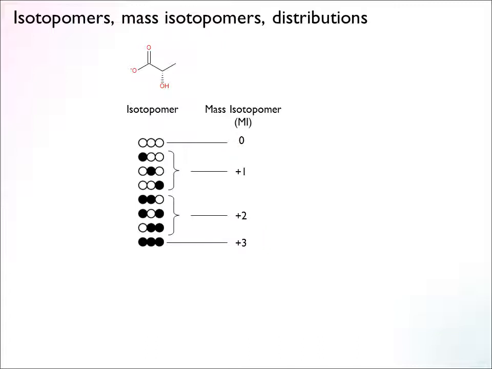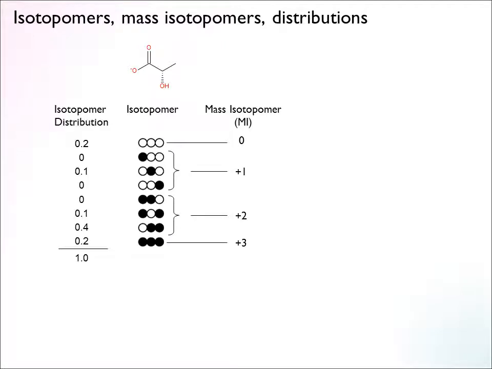And then there's a group of these 3 patterns which have +2 carbon-13s in them. So those all have the same mass. And then finally there is the +3, the species where all the 3 carbon atoms are labeled as carbon-13. So if we measure this by mass spectrometry, we'll only be able to see differences between masses, and this is called mass isotopomers. So we can think of this as groups of isotopomers that have the same mass.